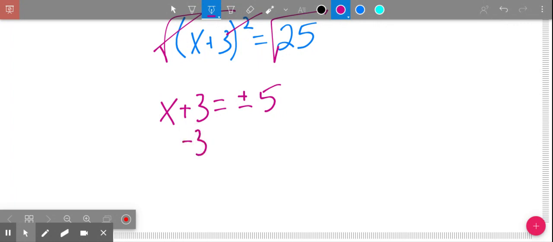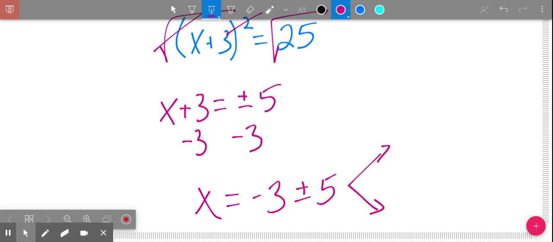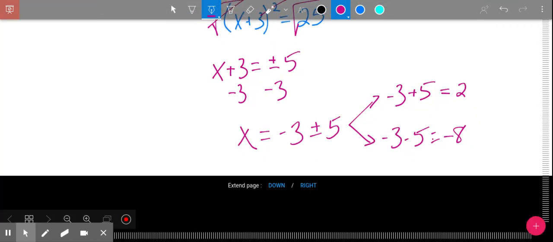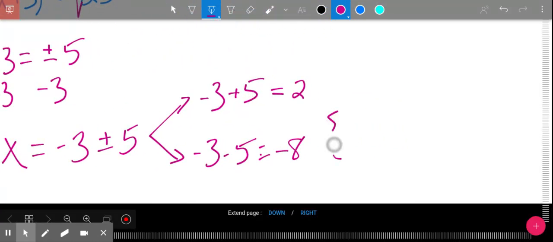We're going to subtract the 3 over. We'll have x is equal to, remember, we cannot combine these, so it's just going to be negative 3 plus or minus 5. And now is when we can break it up into the two separate problems. So I'll have negative 3 plus 5, and then negative 3 minus 5. So negative 3 plus 5 will give me 2. Negative 3 minus 5 gives me negative 8. So my solutions, you can write them as points, or you can put them in our solution set, is going to be negative 8 and 2.